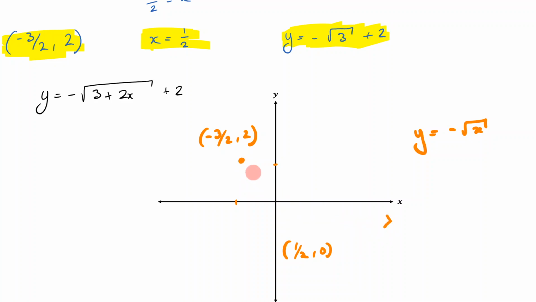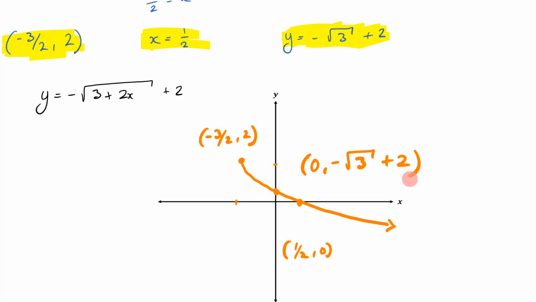Let's see if I can draw that a bit nicer. That's pretty good. Try to draw your graphs as nicely as possible. And remember, it has to have that square root shape to it. So I've got 1 half, 0 here. And then this point is 0, negative the square root of 3 plus 2. And there we go.